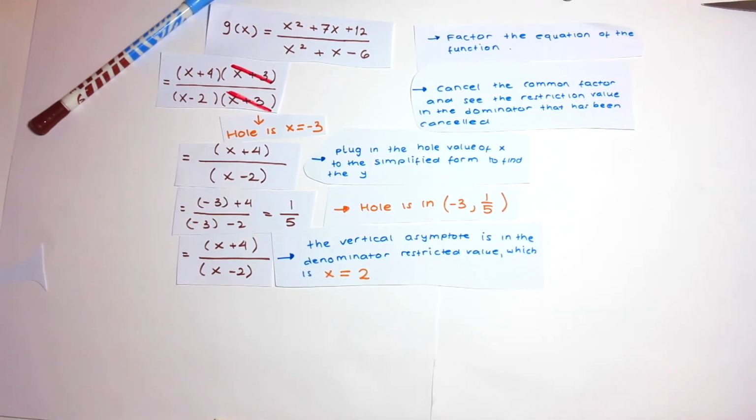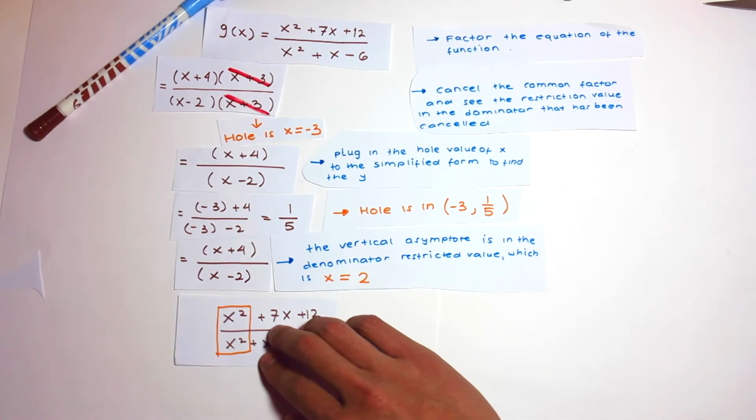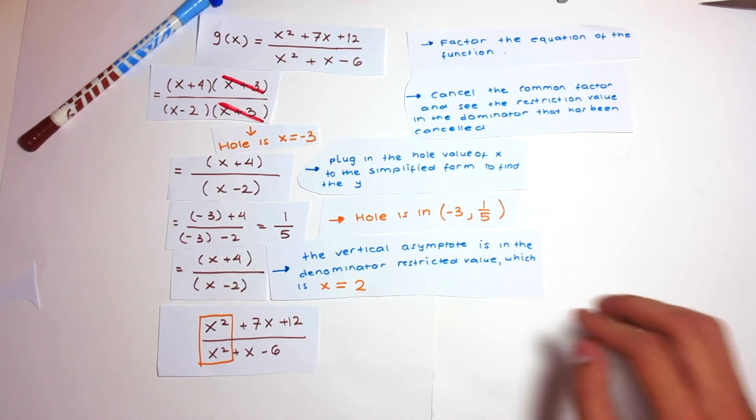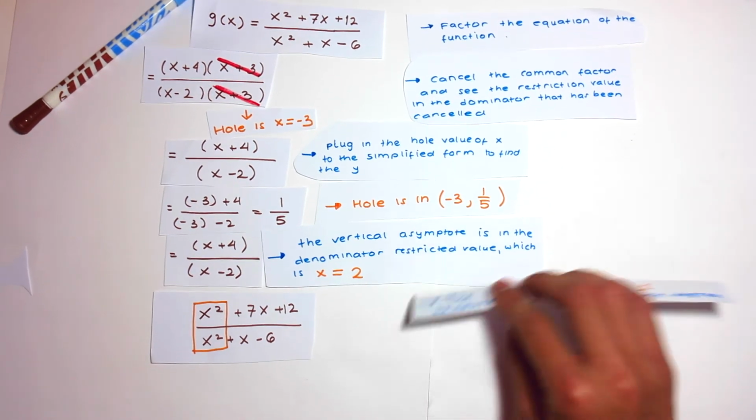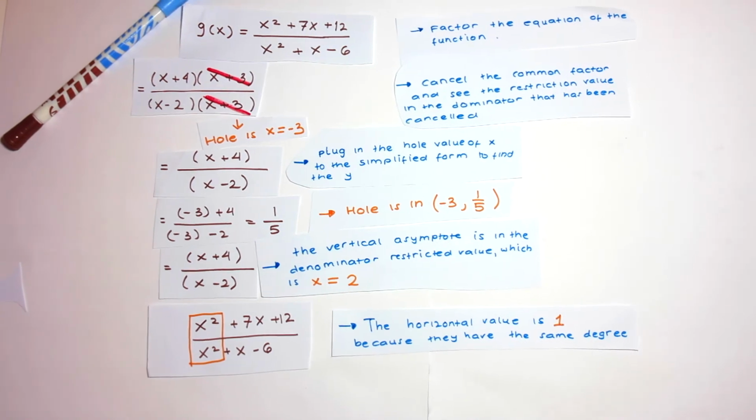Now, to find the horizontal asymptote, you look at what x's you have. You have x squared over x squared. If you plug in 1 or if you plug in any number, that x over x will give you 1. So your horizontal asymptote is at 1.